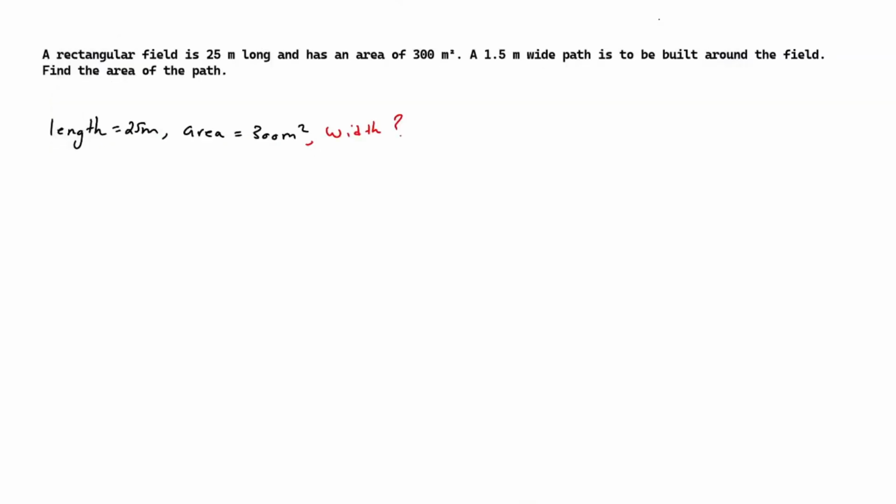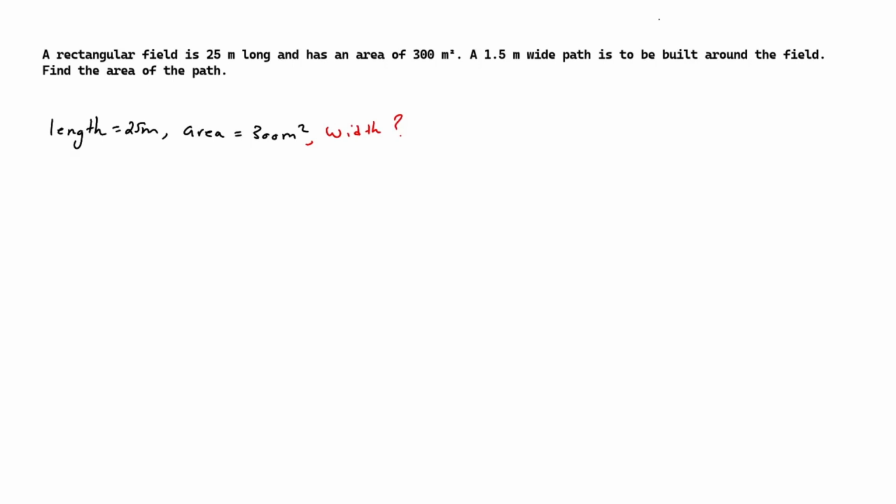Okay, so our third question states this. A rectangular field is 25 meters long and has an area of 300 meters squared. A 1.5 meter wide path is to be built around the field. Find the area of the path. So we know that our length is equal to 25 meters, right? We know that our area equals 300 meters squared, but we don't know our width. So the first thing would be to find our width.